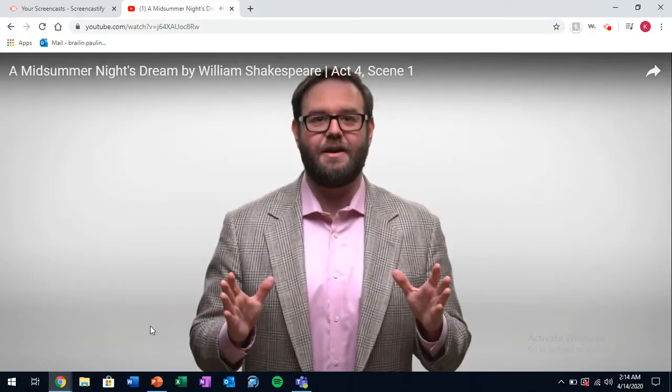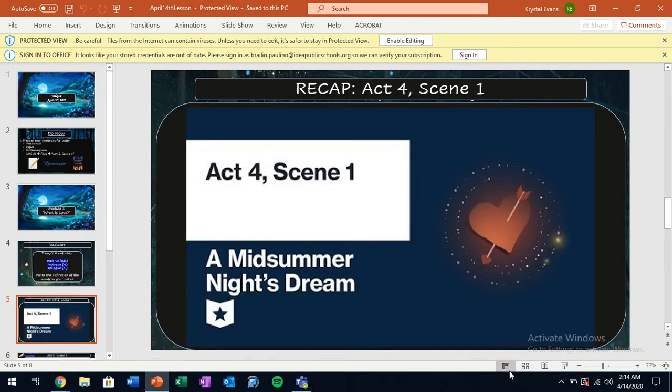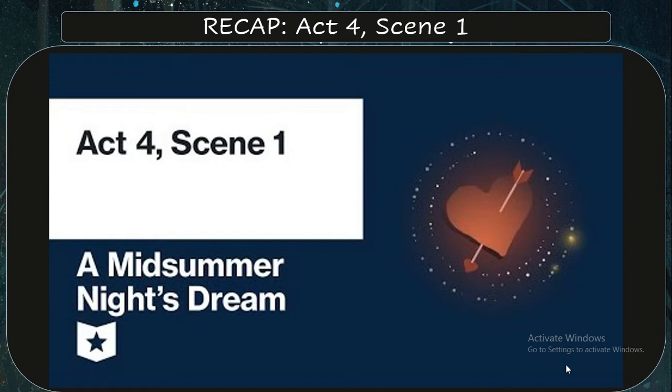All right, I'm going to stop it right there because that's pretty much all you need to know for this act and for this particular scene. So just to reiterate, Oberon has now taken the spell off of Titania, and they are well again.